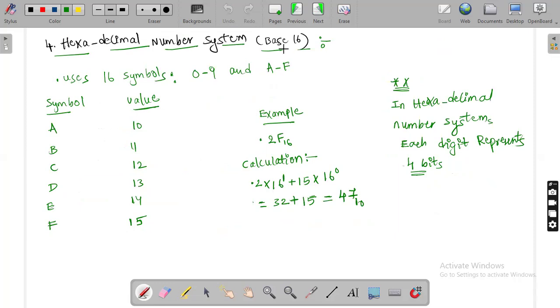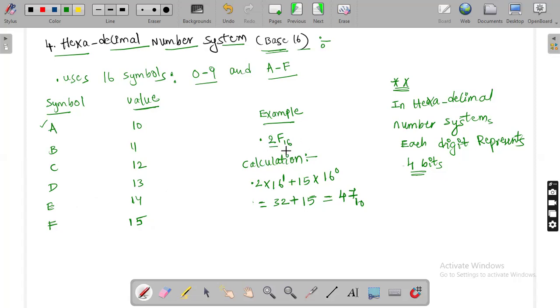Next, the hexadecimal number system. For the hexadecimal number system, the base is 16 and it uses 16 symbols in total, from 0 to 9 and A to F. If you are using A, it means 10. You cannot use 10 directly. If you want to use 10, then you use A. A means 10, B means 11, C 12, D 13, E 14 and F 15. Similarly, how to represent like this? 2F to the base 16.